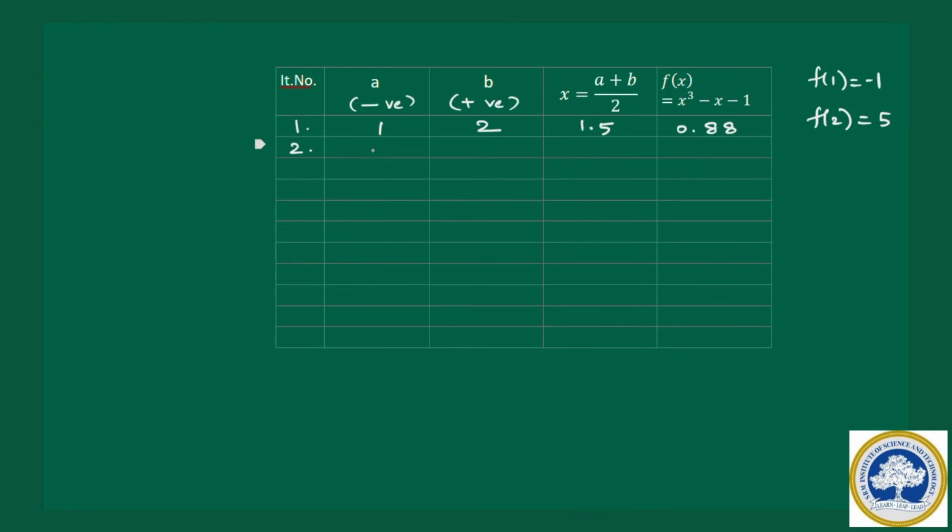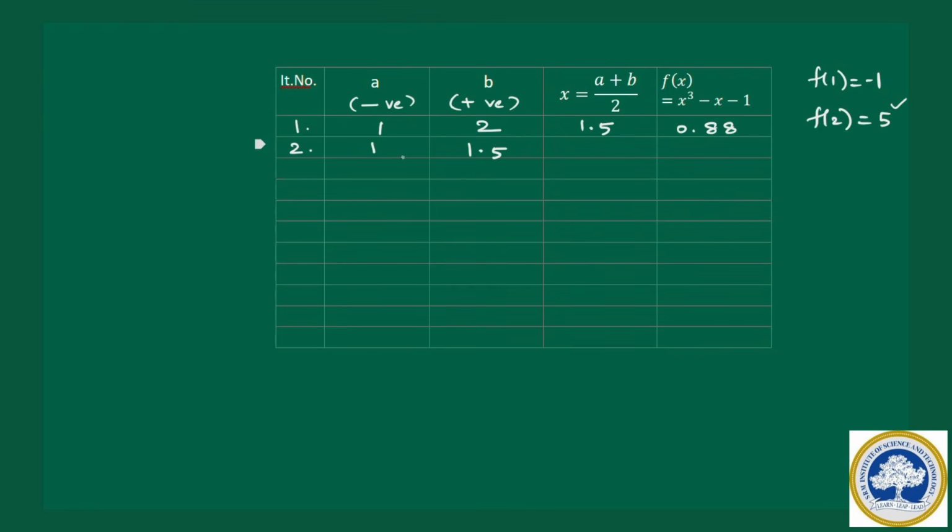Next iteration, what we have to do here is change the values of a and b. One value we have to change. Which one we have to change, see the value of function. This is f of 1.5. So f of 1.5 is positive. So positive goes to b. So in place of b, that is in place of 2, we have to replace here 1.5. This x value we have to replace here, and a remains the same.